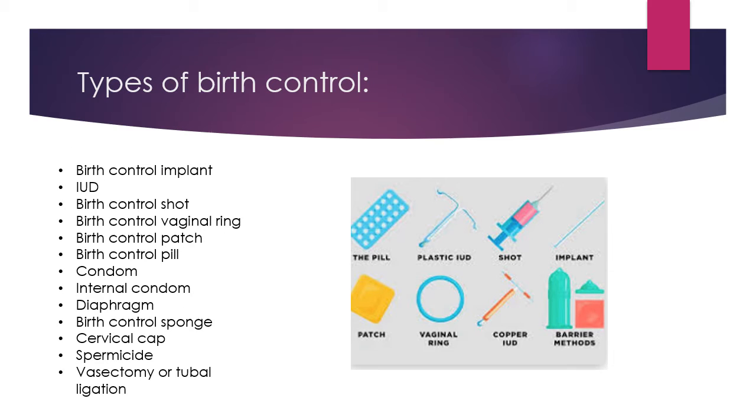There are many different types of birth control. There are various birth control implants, IUDs, birth control shots, vaginal rings, birth control patches, birth control pills, which is one of the most used forms of birth control, condoms, internal condoms, diaphragms, birth control sponges, cervical caps, spermicide, and surgical interventions such as vasectomy and tubal ligation. So there are many birth control options to choose from depending on the individual situation and preference.